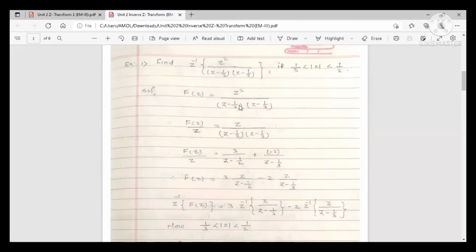Now we are going to find the inverse Z transform, which means our aim is to find the sequence for the Z transform. Here the degree of the denominator is 2, because there are two factors. If we multiply these two factors, we have a quadratic expression, so its degree is 2, and the numerator degree is also 2. So the degree of the numerator is not greater than the degree of the denominator. So here we can perform the partial fraction method directly. We perform the partial fraction method for f of z upon z and not for f of z.